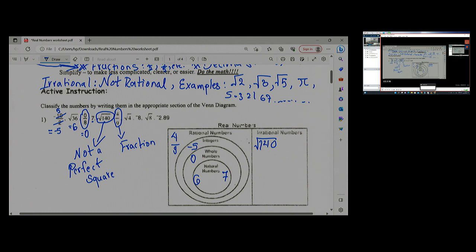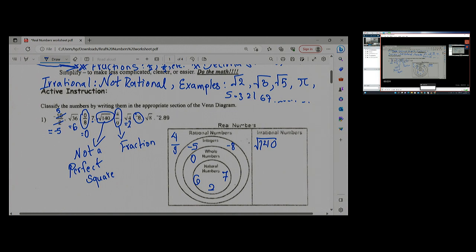Now we have root 4. What is root 4 value? 2. So what kind of number is 2? Natural. Good. So we write in the circle of natural. Next question is negative 8. Negative 8 is rational. In which circle do we write? Integers. Okay? We call it integers. So negative 8 is integers.